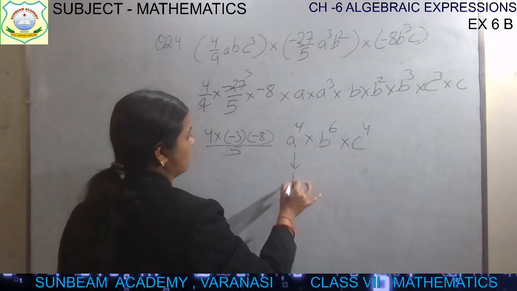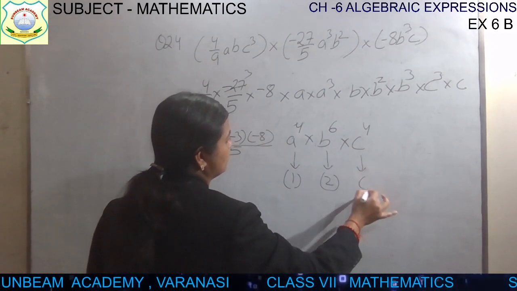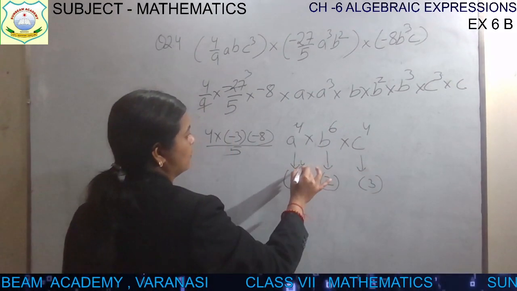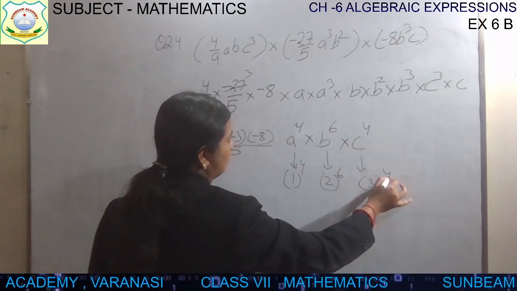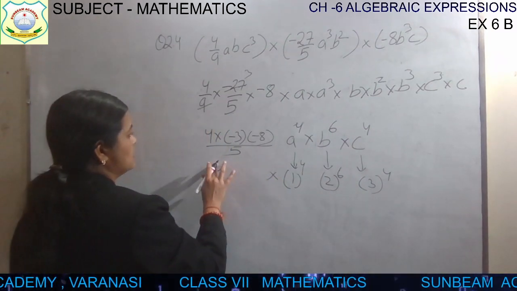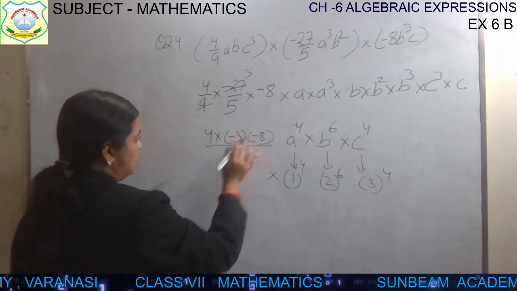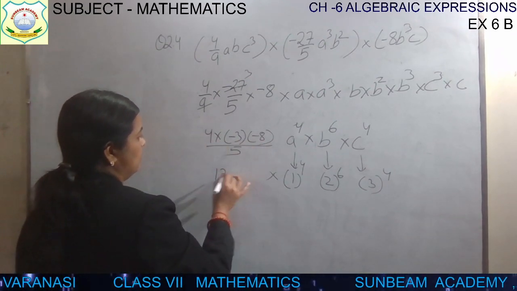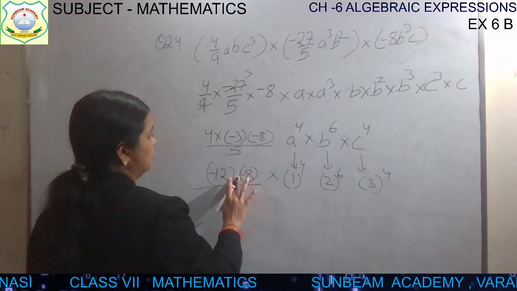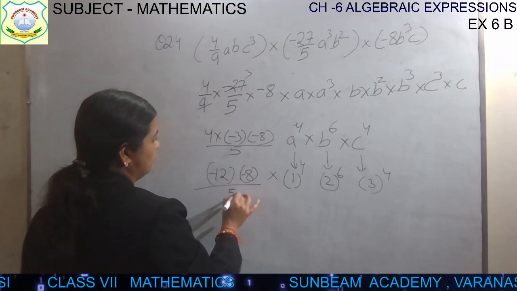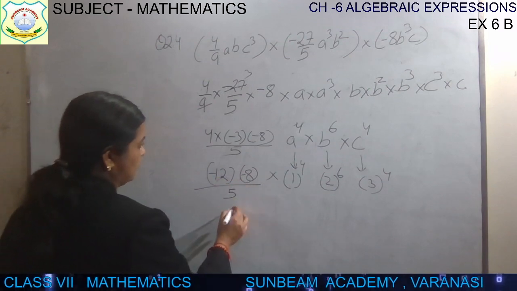You will put a is equal to 1, b is equal to 2 and c is equal to 3. Write down the powers as 4, 6 and 4. Here the number is 4 3s are 12. Minus minus will become plus, 4 3s are 12, minus 12 into minus 8, and then further it can be simplified, children, divided by 5. Now 12 8s are 96, so minus minus will become plus.